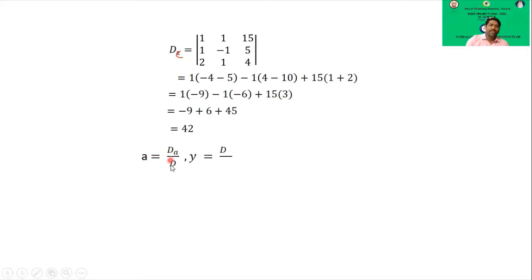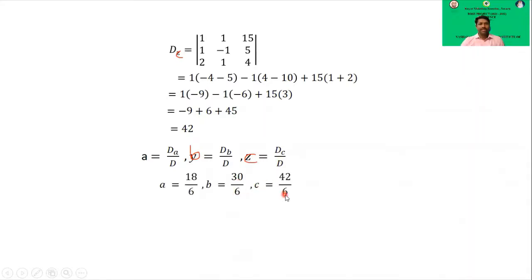So by Cramer's rule, A is equal to dA upon D, B is equal to dB upon D, and C is equal to dC upon D. Instead of X, Y, Z, here we have taken the variables A, B, C. So A is 18 upon 6, B is 30 upon 6, C is 42 upon 6. So A is equal to 3, B is equal to 5, C is equal to 7.